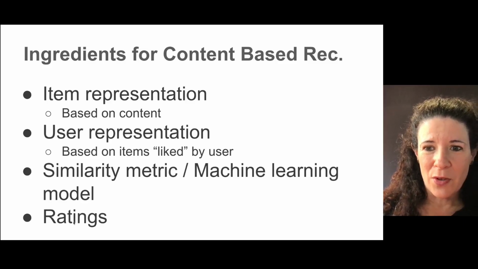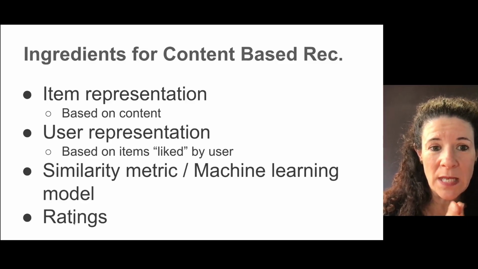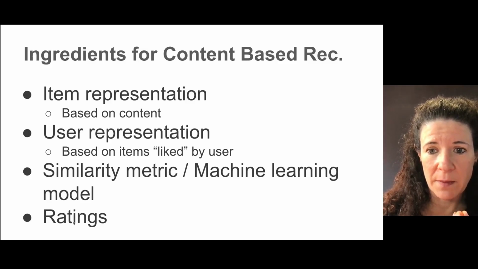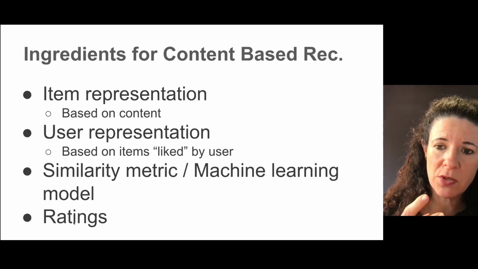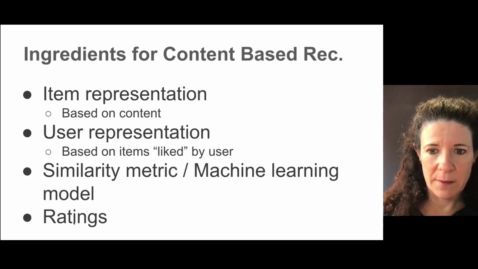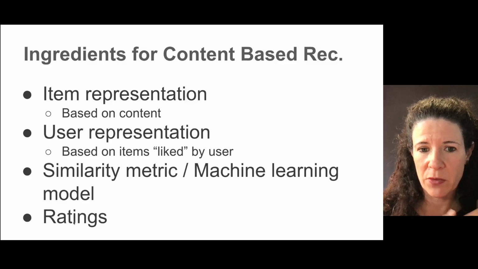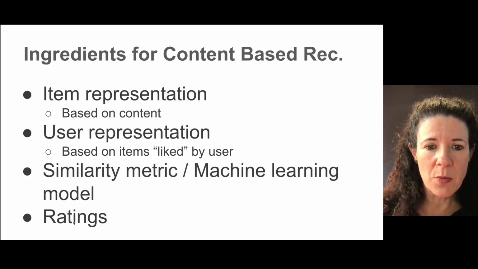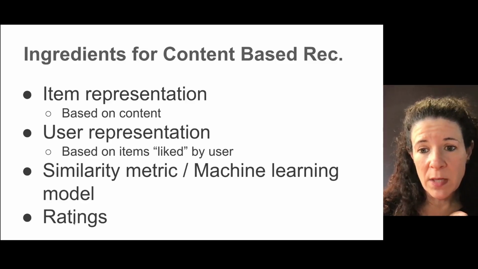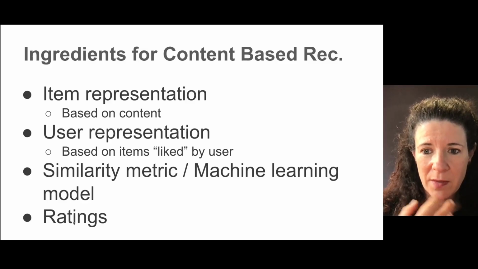So what are the ingredients of content-based recommendation? Well, we need an item representation. So we need a representation of each item based on the content of that item. We also may want a user representation, but the user representation is mostly computed from the content of the items that the user liked. Then we may need some similarity metrics. So maybe we want to know what are the items that are similar based on some kind of metric. It may be that we are going to use some machine learning model. And finally, we need ratings. So we need to know something about what you like, maybe.